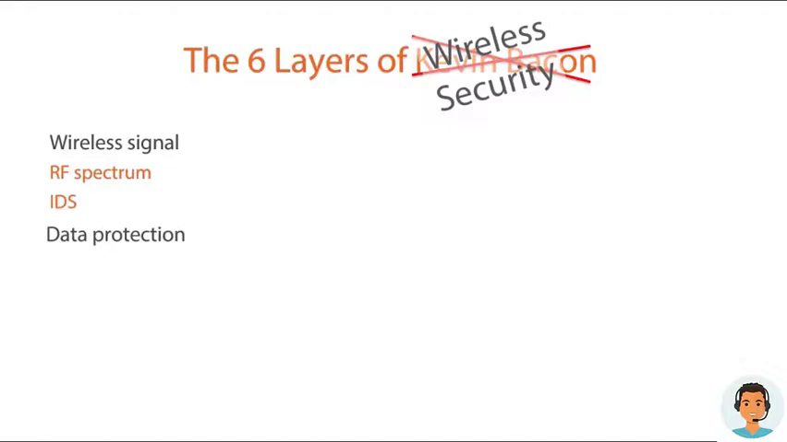Data protection is another layer within wireless security. And obviously we've talked about the use of WPA2 and AES. These encryption algorithms should help to protect your data during transmission. Again, it's not foolproof because of weaknesses in other subsystems.